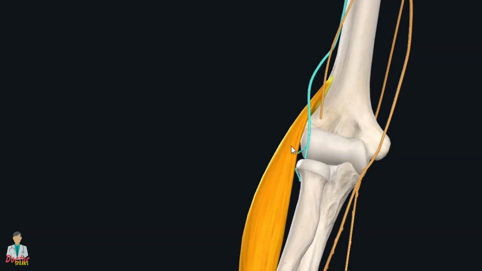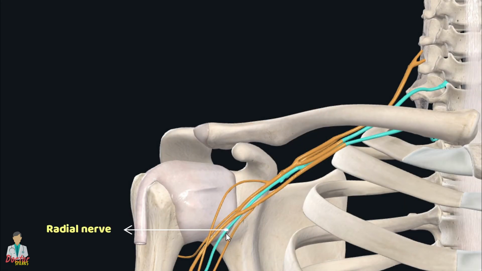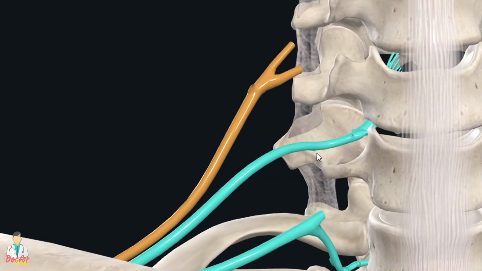Now, in terms of its innervation, the extensor carpi radialis longus muscle has its nerve supply from the radial nerve. The radial nerve arises from the posterior cord of the brachial plexus. And the nerve fibers involved in supplying the extensor carpi radialis longus muscle are the anterior rami of 6th and 7th cervical spinal nerve roots.